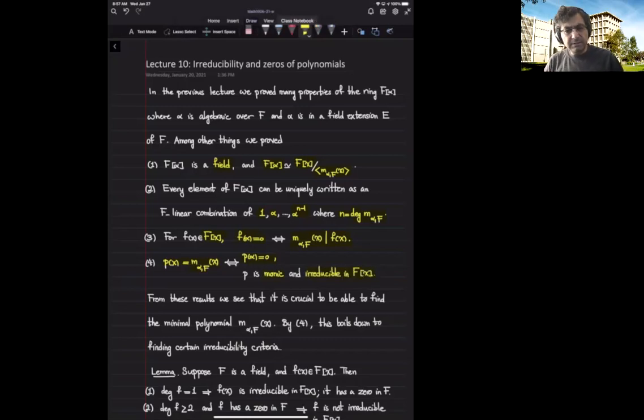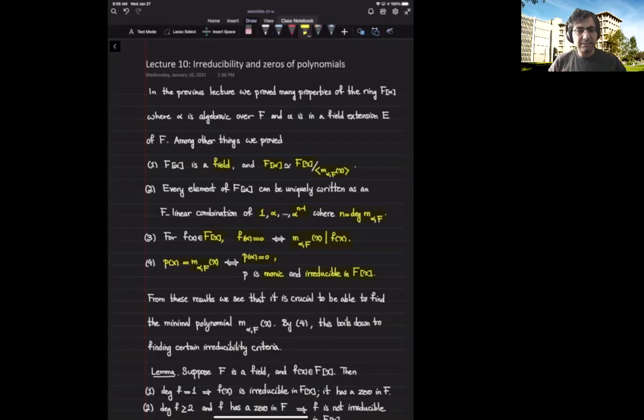We also described that irreducibility in the ring of polynomials with coefficients inside a field is precisely what we had learned earlier in middle school. What is it? A polynomial is irreducible when it's not constant and it cannot be written as a product of smaller degree polynomials with coefficients inside the same field. So this is the last condition that can help us to find the minimal polynomial.